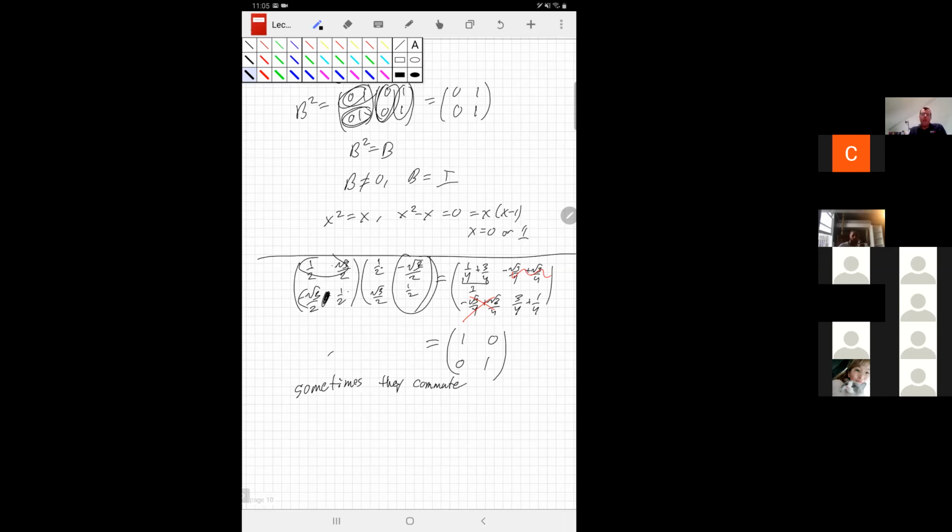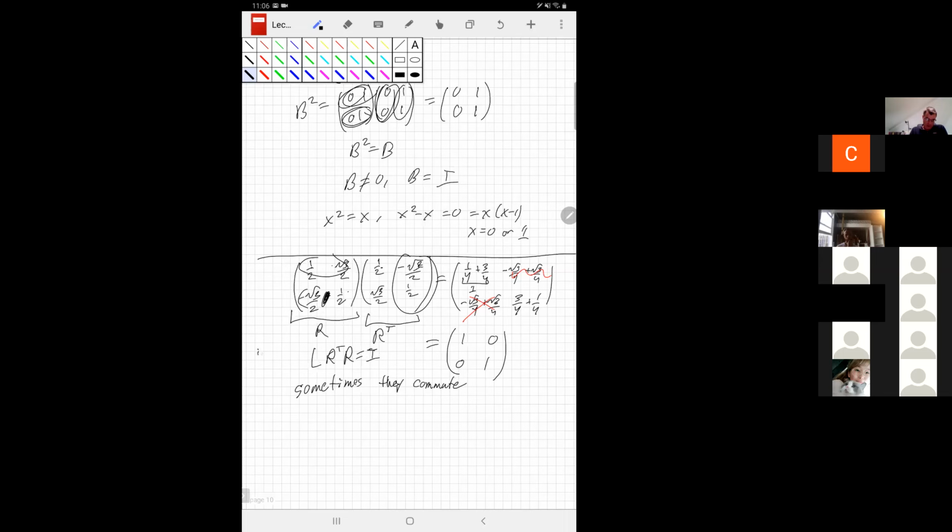Any questions on what I did? I have a question. Yeah. Does the fact that we get the identity matrix have to do with the fact that 1 over 2 and √3 over 2 are the cosines and sines of triangles? Well, it turns out that if I were to call this matrix R, this would be the transpose of R. And R transpose R in this case equals identity.